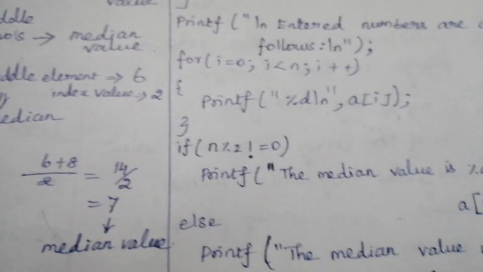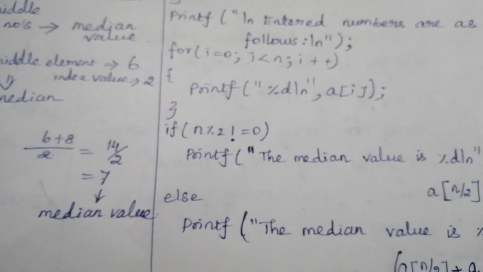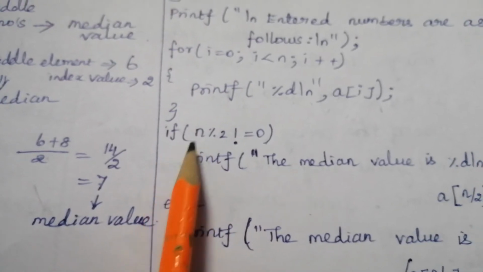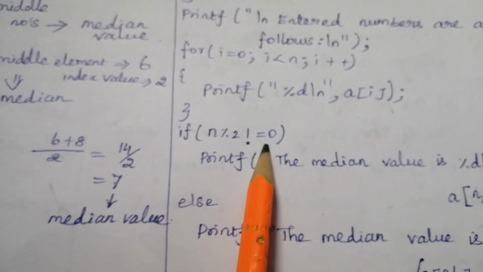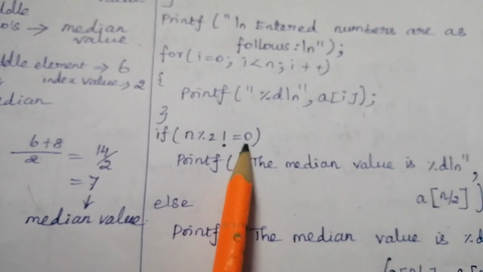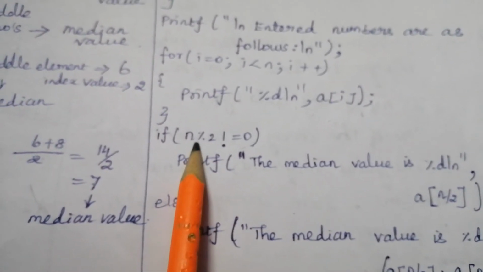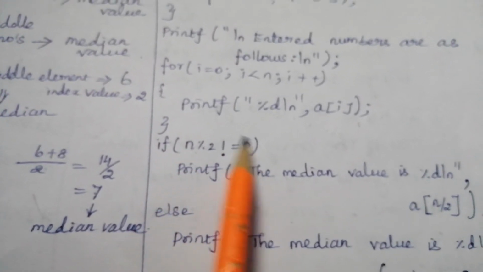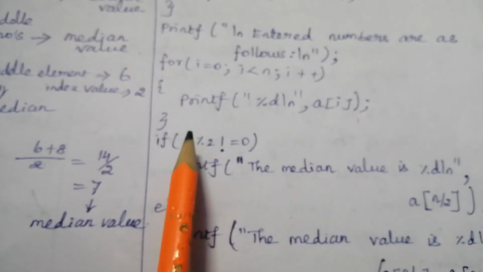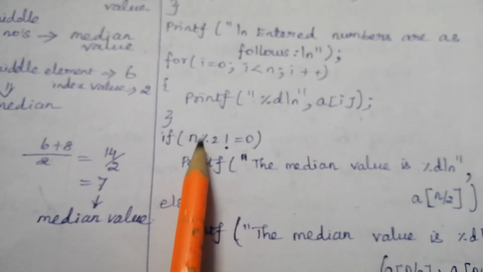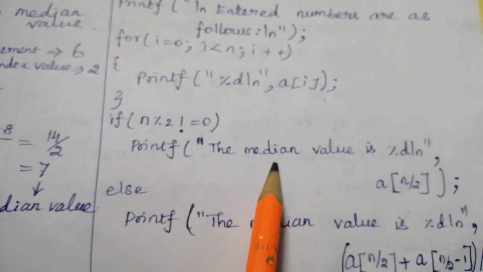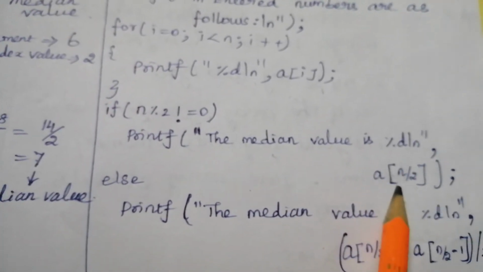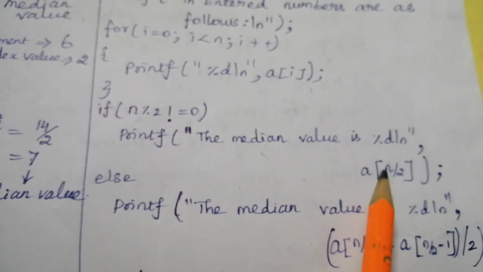After that I am going to calculate the median value for the given numbers. These are the conditional statements I have given. If n modulus 2 is not equal to 0, it means you have entered an odd number. This condition will be true if n is an odd number. In that case, you find the median value as a of n by 2, where n is the total number divided by 2. It will provide the middle element.